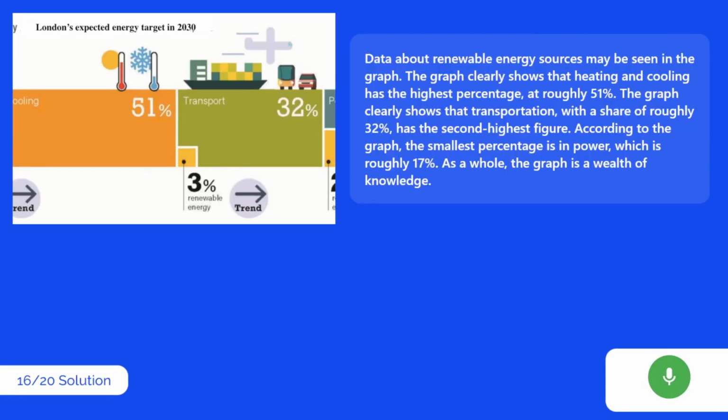Data about renewable energy sources may be seen in the graph. The graph clearly shows that heating and cooling has the highest percentage, at roughly 51%. Transportation, with a share of roughly 32%, has the second highest figure. According to the graph, the smallest percentage is in power, which is roughly 17%. As a whole, the graph is a wealth of knowledge.